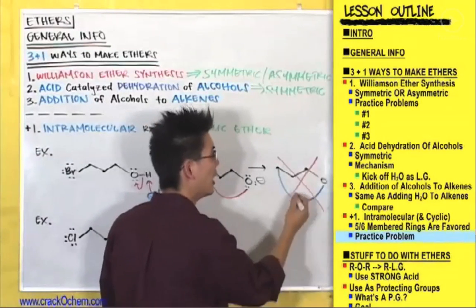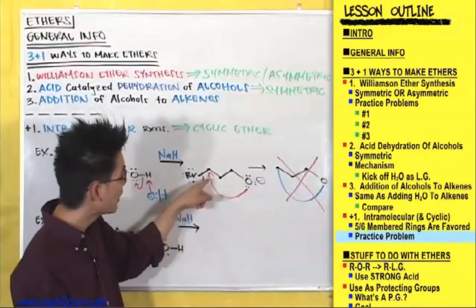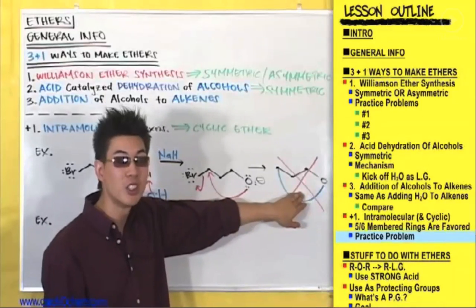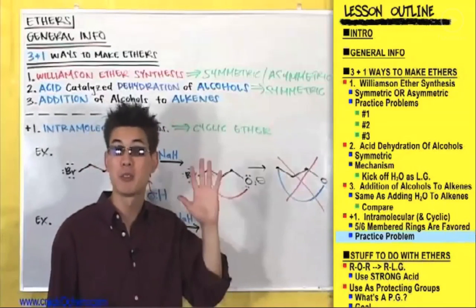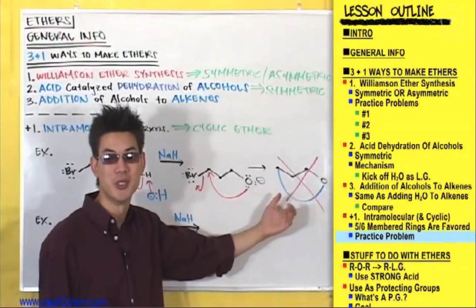It's way too unstable, okay? So this cannot happen. It looks like it might have the potential to, but once you draw out the 4-membered ring here, you realize, oh shoot, I can only make either 5 or 6-membered rings. Anything else is too unstable to form, okay?